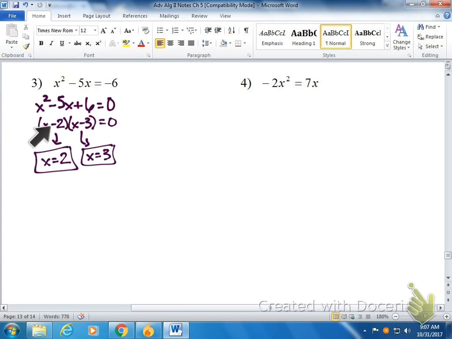If I were to do the quadratic formula where my a was 1, b was negative 5, c was 6, I would still come out to these solutions. I would just have to keep simplifying.